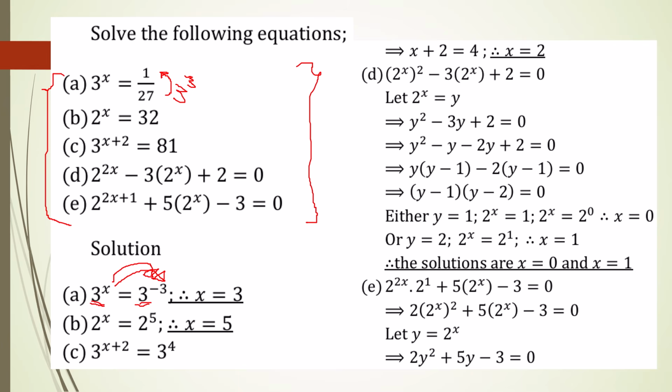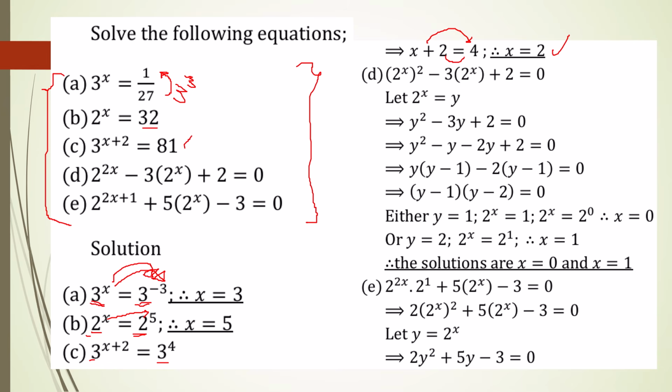Now if you look here, 32 is the same as 2 power 5. So that's why in part B, the solution, you're saying that 2 power x is going to be the same as 2 power 5. Since you're having the same base, you just equate the powers. So it's going to be x equal to 5. Now in part C, 81 is the same as 3 power 4. So since we're having the same base, here we also just equate the powers. That's why you're seeing that x plus 2 is going to be equal to 4. If you take 2 this side, it's going to be x equal to 4 minus 2, and then you're going to end up with your final answer to be 2.